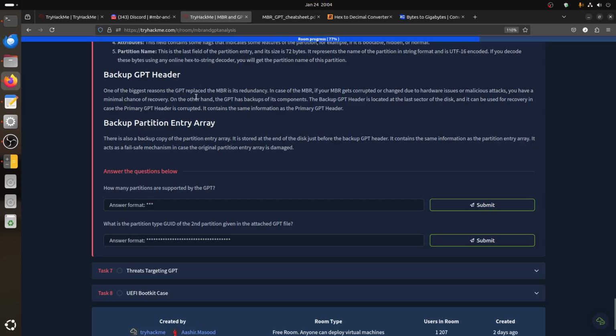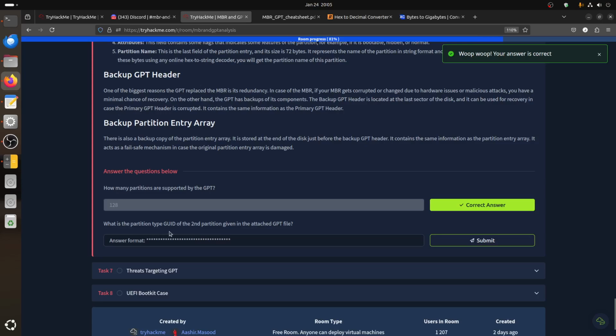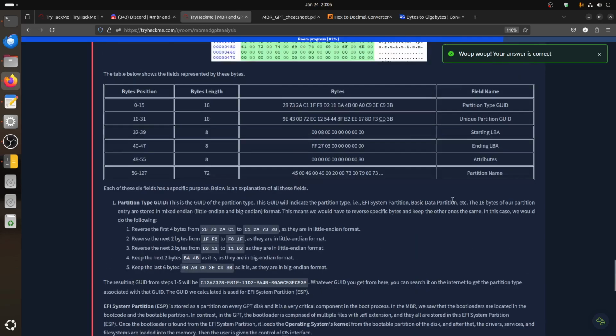Let's go straight to one of the biggest things GPT replaced in MBR: redundancy. In the case of MBR, if your MBR gets corrupted or damaged due to a hardware issue, you have minimal chance of recovery. Okay, that's cool. How many partitions are supported? We talked about this, it is 128. What is the partition type of the second partition? The partition type would be the first block.